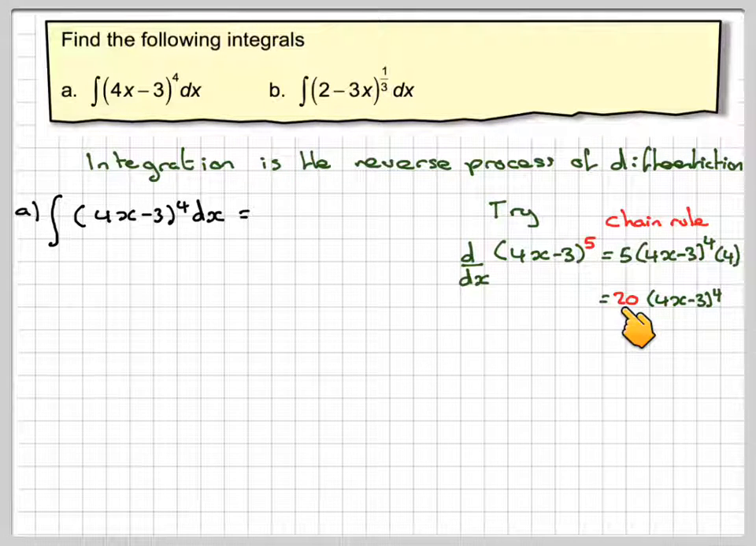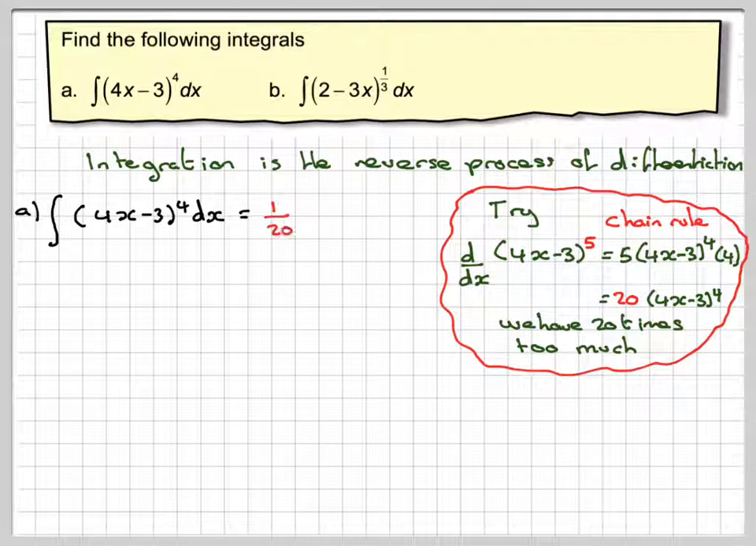So to compensate for that, we need to put in here 1 over 20, bracket 4x minus 3 to the power of 5, plus c. Okay, so that's how the process works. Let's have a look again with something a little bit more difficult.